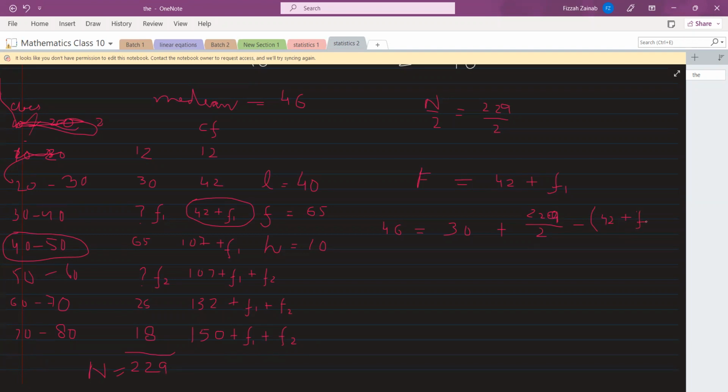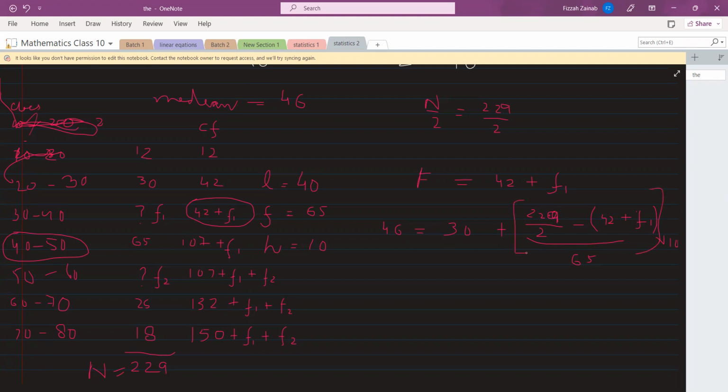Is this clear? Yes, ma'am. All right. Now divide it by small f. Small f is how much? 65. Okay. And then everything is multiplied by 10 h, which is 10 here. So this complete is multiplied by 10.